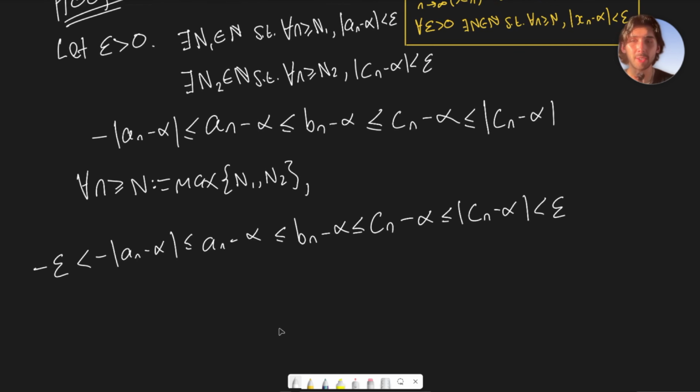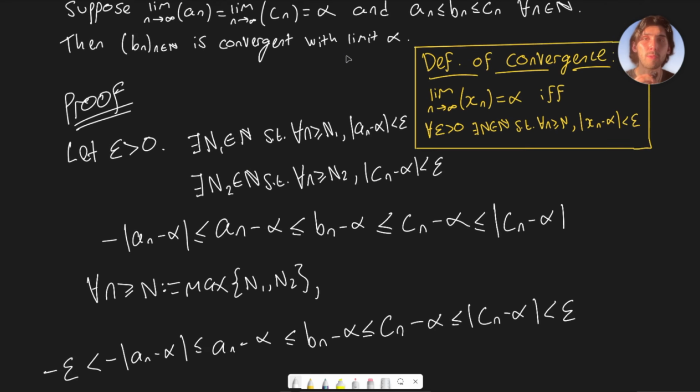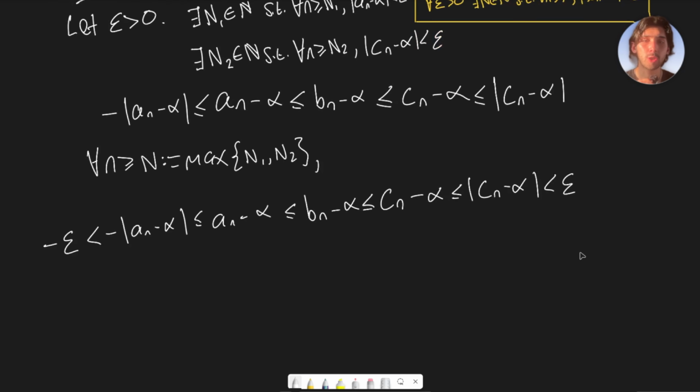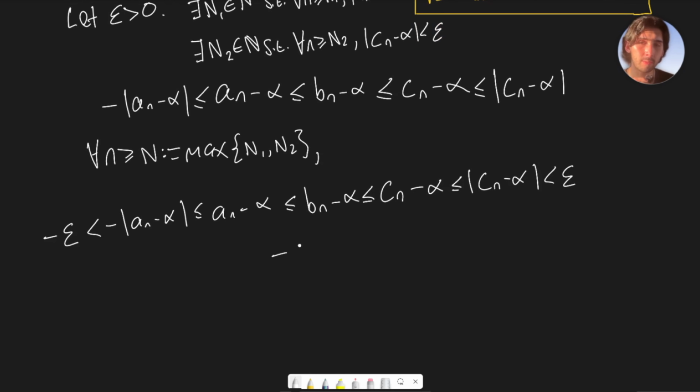And then this is really nice because remember, we're trying to make a statement about Bn minus alpha, or in particular the modulus of Bn minus alpha, because our objective right now is to prove that Bn converges to alpha. So I can only look at minus epsilon is less than Bn minus alpha, which is less than epsilon, right? Just by looking at only a subset of this inequality. If Bn minus alpha is between minus epsilon and epsilon, hopefully we all agree that this is going to directly tell us that the absolute value of Bn minus alpha is less than epsilon.